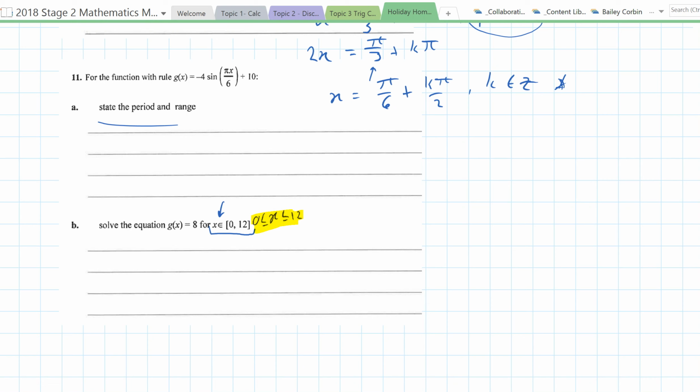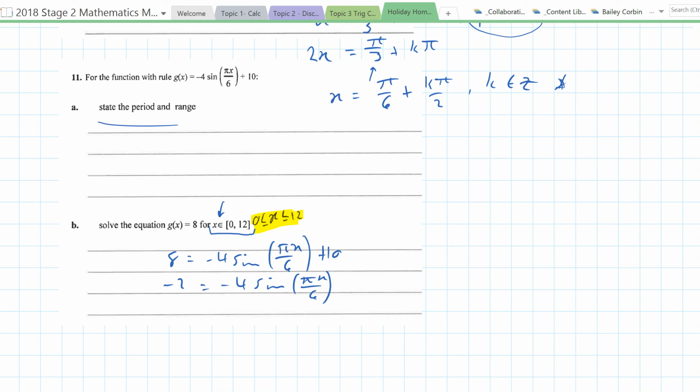Alright, so to solve this, you want g of x equals to 8. So you have 8 is equal to minus 4 sine pi x on 6 plus 10. Alright, now we solve. So take away 10. Minus 2 equals minus 4 sine pi x on 6.